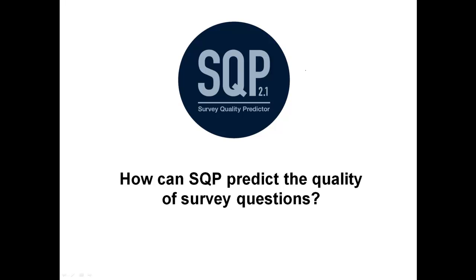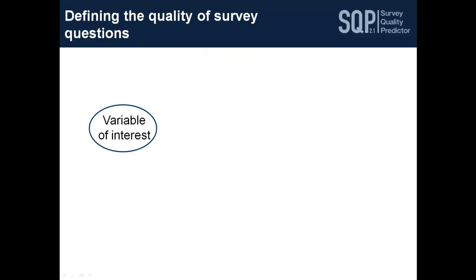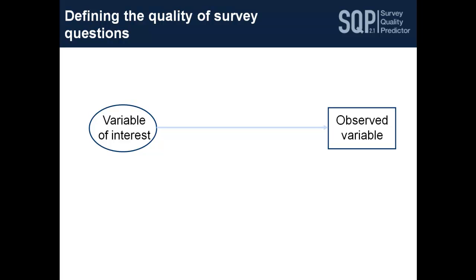In this video, we are going to explain how SQP can predict the quality of survey questions. In survey research, to measure a concept or variable of interest, we use an observed variable, which is obtained through a measurement instrument in a survey, namely a survey question. Often it is assumed that the observation and the variable of interest are the same, even though research shows that observations are always subject to measurement error.